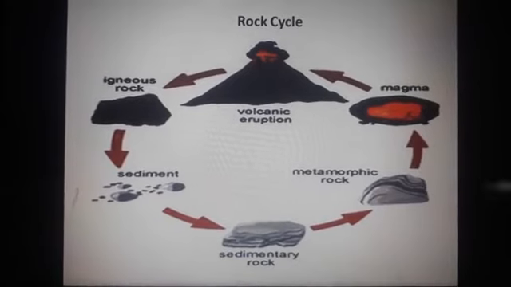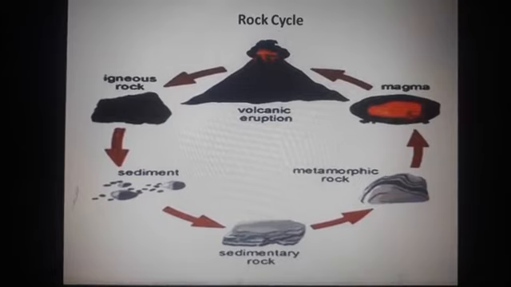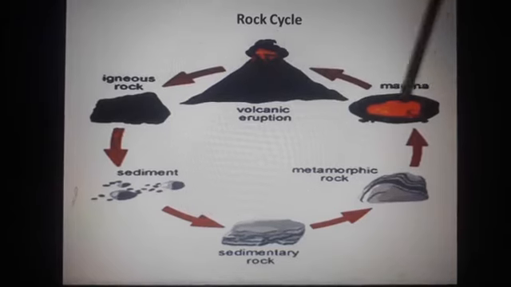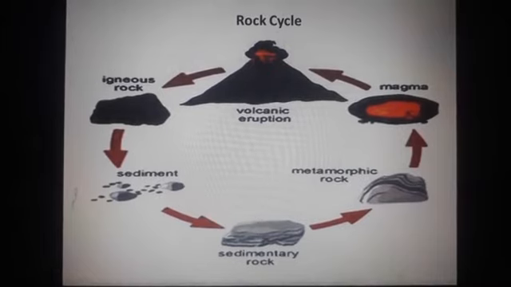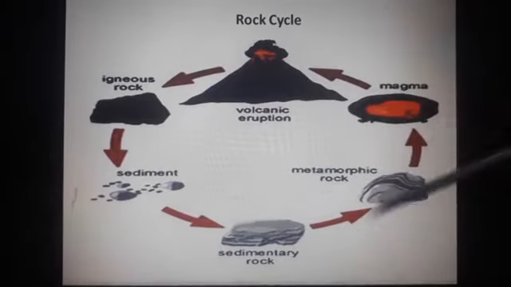After that, the metamorphic rocks, which are still under great heat and pressure, can melt down to form molten magma. This molten magma again can cool down and solidify into igneous rock. So this circle, this type of process, is known as the rock cycle. Okay.